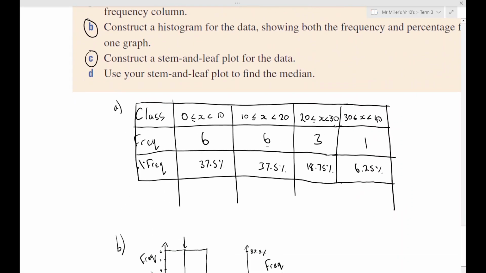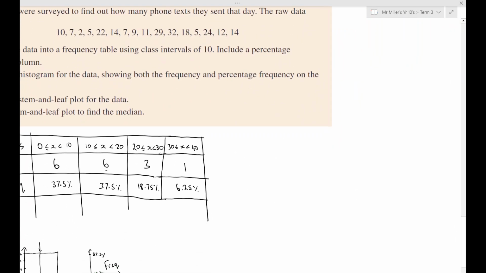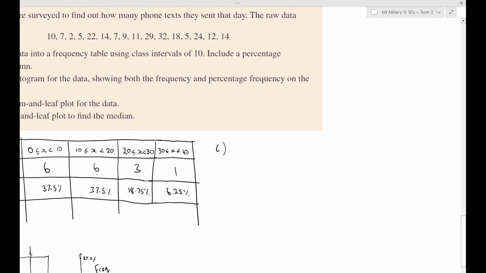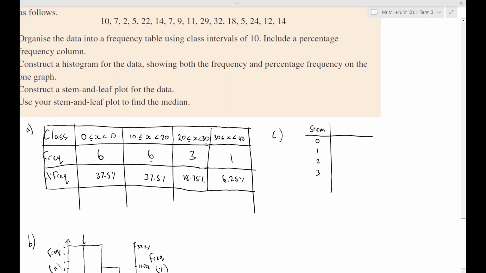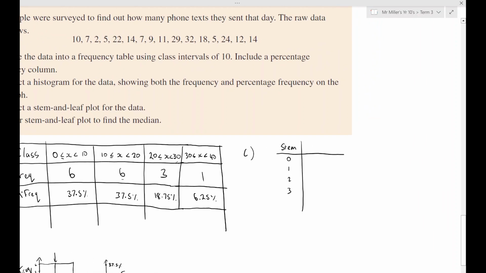Now let's construct a stem and leaf plot for the data. We'll do that over here. So stem and leaf, we'll start with the stem. Stem is going to be 0, 1, 2, 3. And we could go up to 4, although we don't need to. Let's not go up to 4 because it's just going to confuse the matter, I feel. So this is like our tens, and the leaf is our ones.